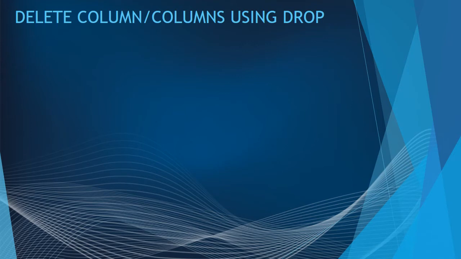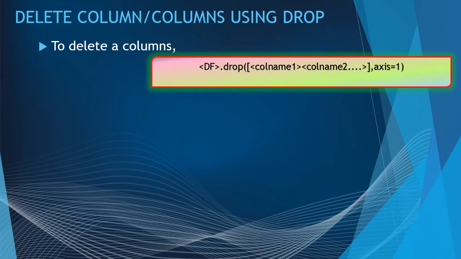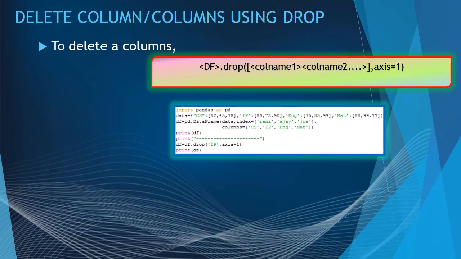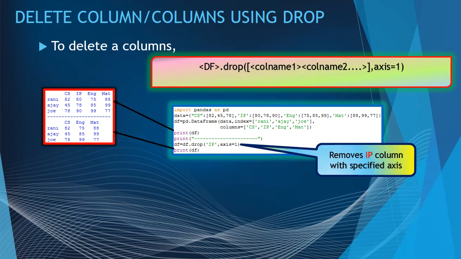If you want to delete more than one column at a time, you should use the drop function: data frame object dot drop, with the column names separated by commas inside, and axis we have to mention equal to 1. It indicates the column axis. So after drop of IP with axis equal to 1, the IP column is removed. While you are using drop, we should not give it directly in the print statement. We should assign it to an object, and only then use the print statement.